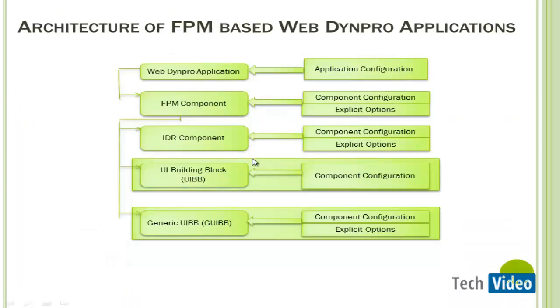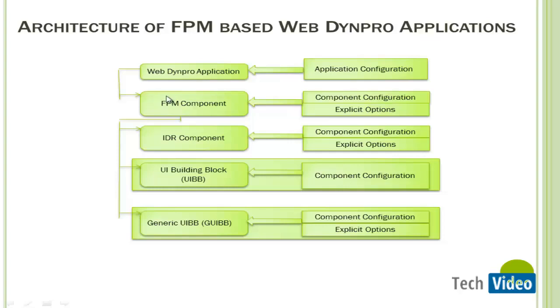Let us go to the discussion of architecture based on Web Dynpro application. So I have my Web Dynpro application for which the application configuration is created, and it is then linked to an FPM component depending on the floor plan. Like for OAF, it is the FPM OAF component, for GAF it is the FPM GAF component, and for OVP it is the FPM OVP component.